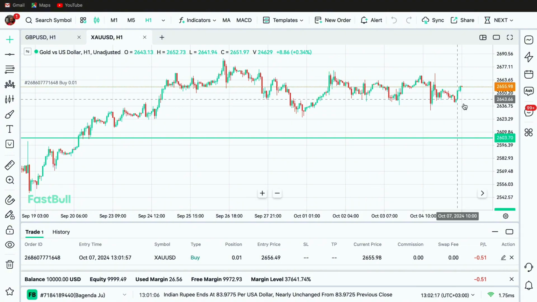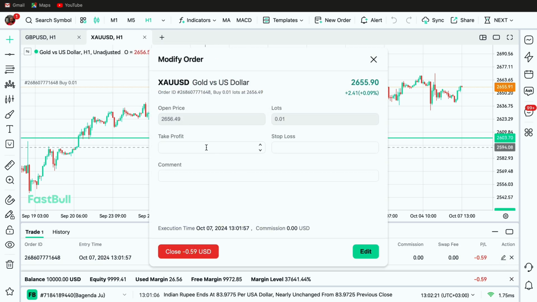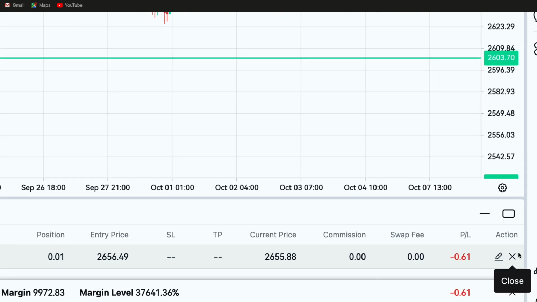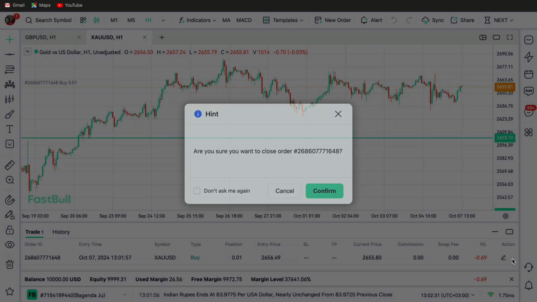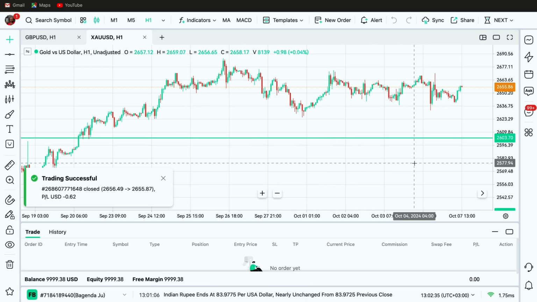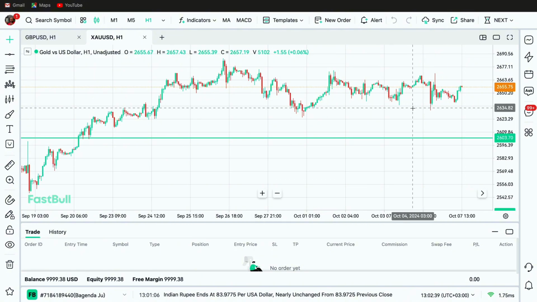So if I want to delete this trade, I'll modify it. I can just modify it right here, put my take profit, put my stop loss, as you can see. Or if I want to close it with just one click, I can just tap this up-down part right there. You can see when it says close, just close like this, and then confirm, just like that. And then I've closed my trade, just like that. You see, guys, this is Fastball, man.